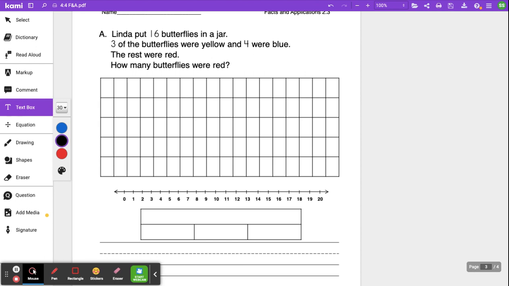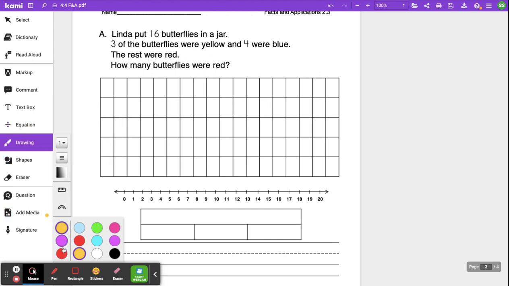Linda put 16 butterflies in a jar. 3 of the butterflies were yellow and 4 were blue. The rest were red. How many butterflies were red? Once again, we are looking for the red butterflies. Linda put 16 in a jar. That's the important information here. 3 of the butterflies were yellow and 4 were blue.